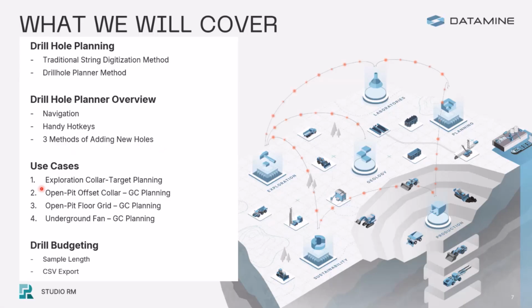And then we'll dive into what you're really here for, the 4 different use cases available from the 3 different methods of adding new holes. We'll talk about adding exploration drill holes through a collar target planning method, very similar to the traditional string digitization. And then we'll talk about offsetting collars to generate a whole series of infill drilling. And then probably the most exciting part to me anyway, the open pit GC and underground GC planning with points. And right towards the end, I'll show you what some of the export outputs look like, and also how you can use that to assist with the accounting.